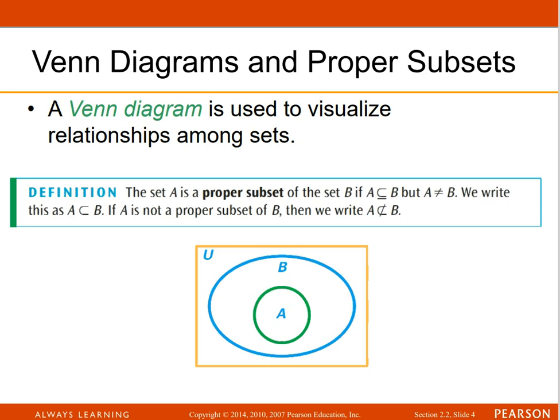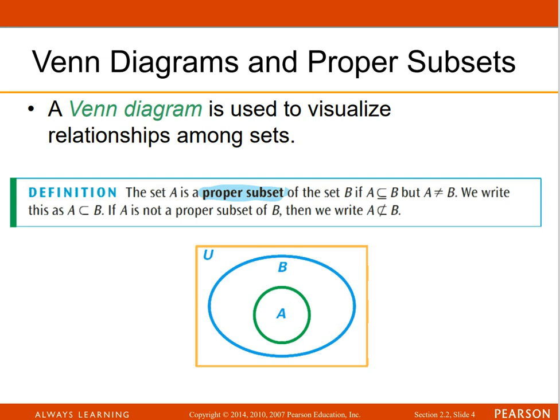So set A is a proper subset of set B if A is a subset of B, but A does not equal B. Every set can be a subset of itself. That's where the equal to part comes into play. But for a proper subset, they cannot be equal.